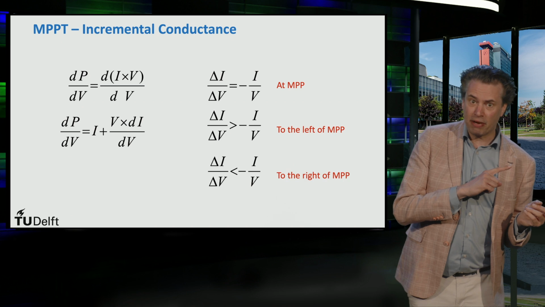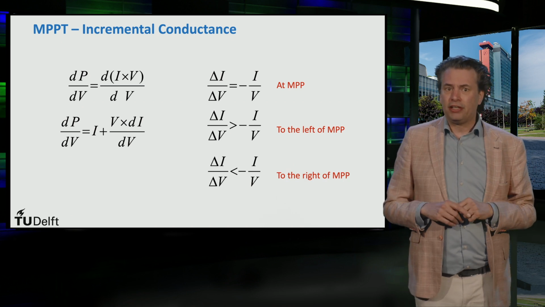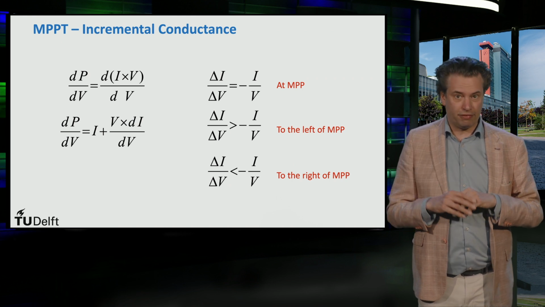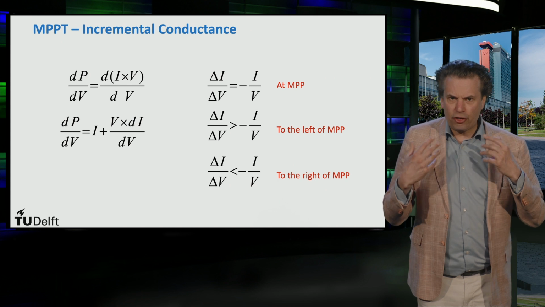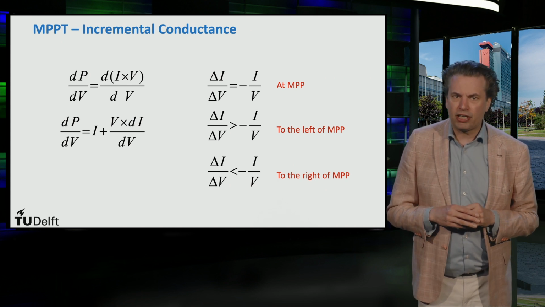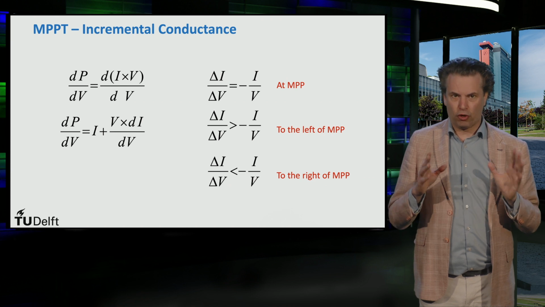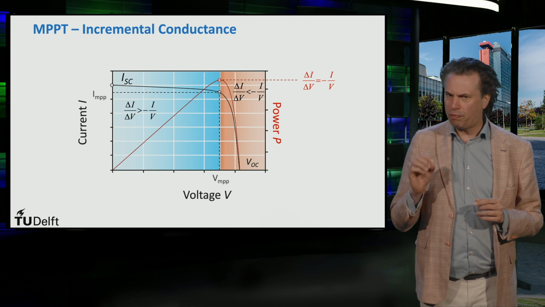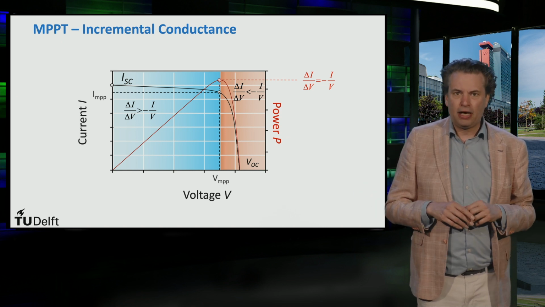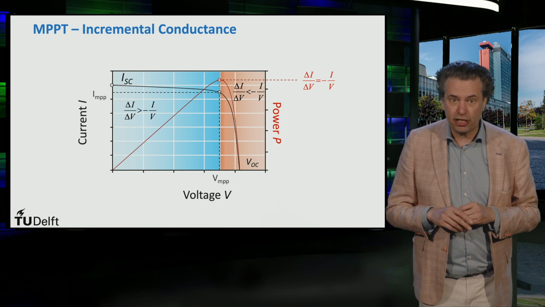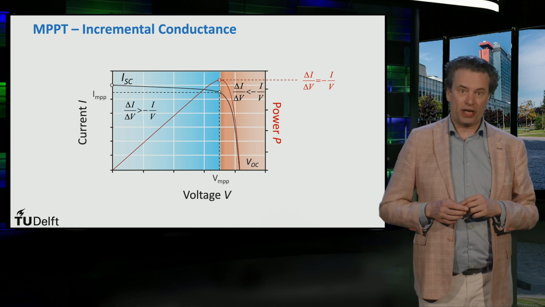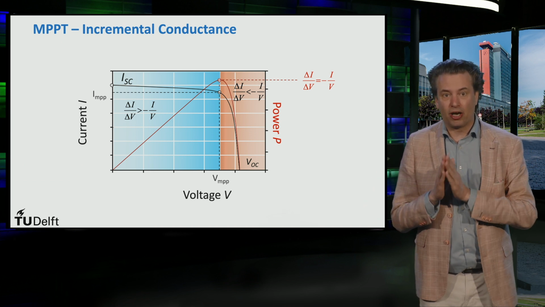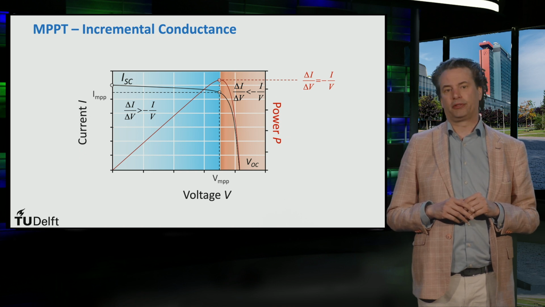And to the right of the maximum power point on the PV curve, ΔI divided by ΔV is smaller than minus I divided by V. The algorithm exploits these basic facts about the IV and PV curve of a solar module. In general, the algorithm imposes a voltage on the PV module at every iteration, measures the incremental change in conductance, compares it with the instantaneous conductance, and decides if the operating point is to the left or to the right of the maximum power point.